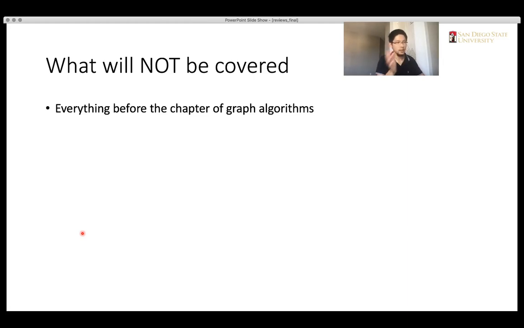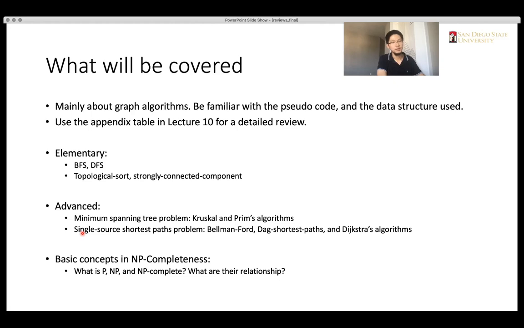Okay, so the final exam is not cumulative. Nothing in the search algorithms, the sort algorithms, dynamic programming, nothing will be covered. So it's primarily about graph algorithms and NP completeness. Okay, and the graph algorithms are definitely the majority.